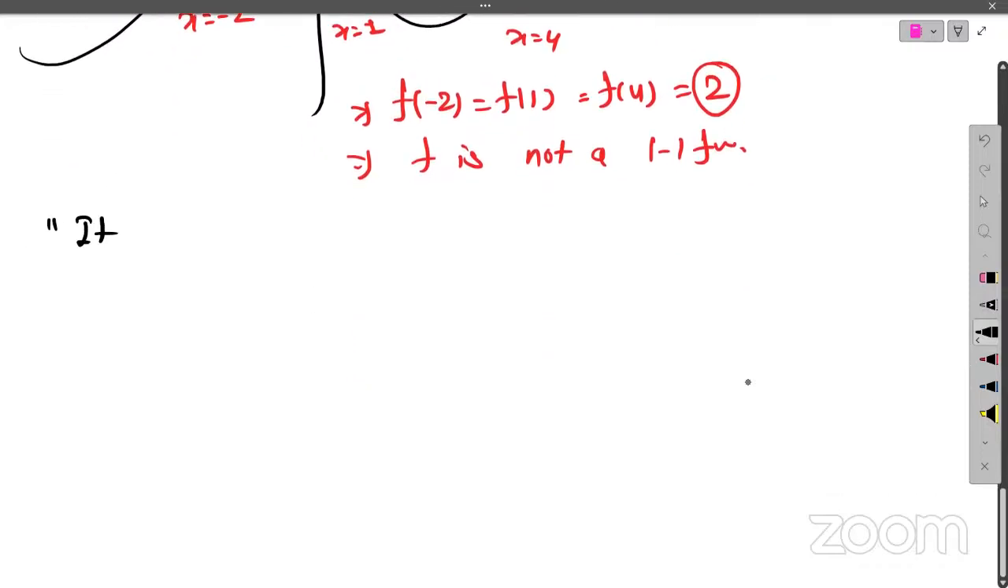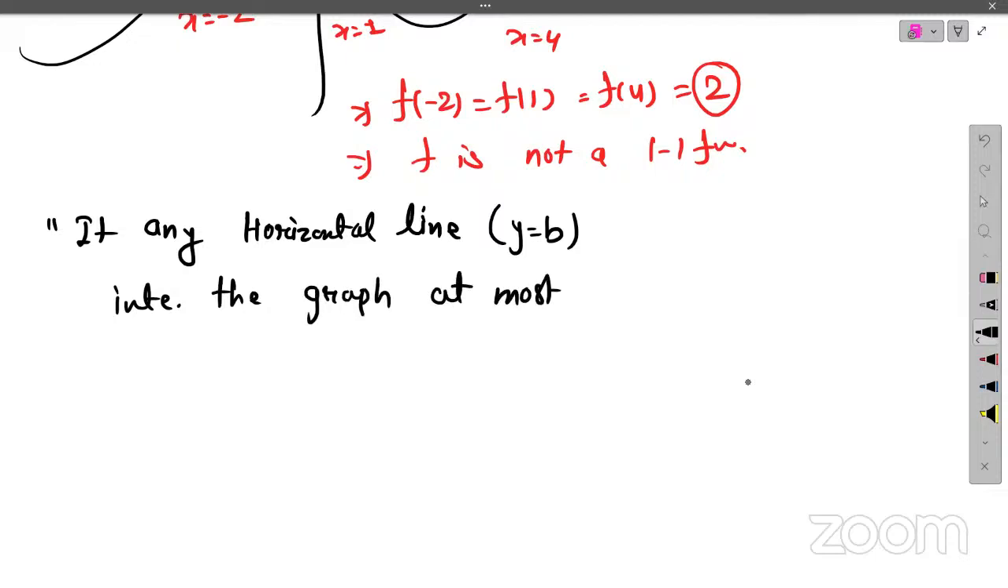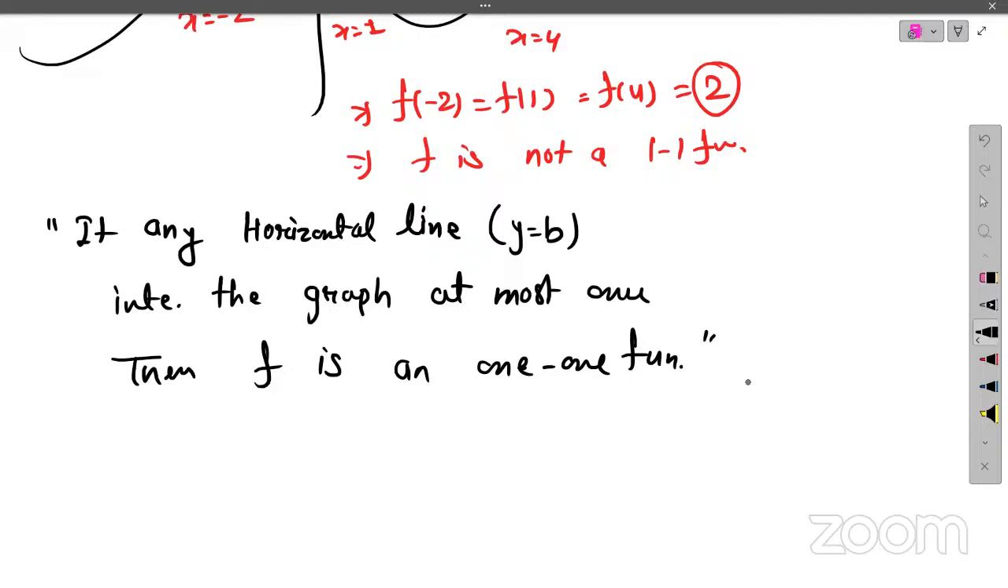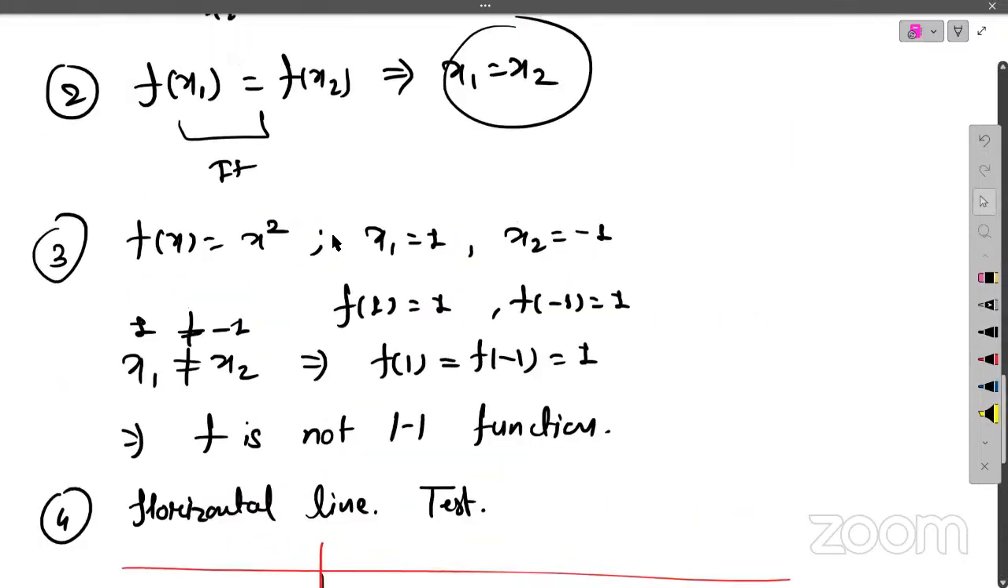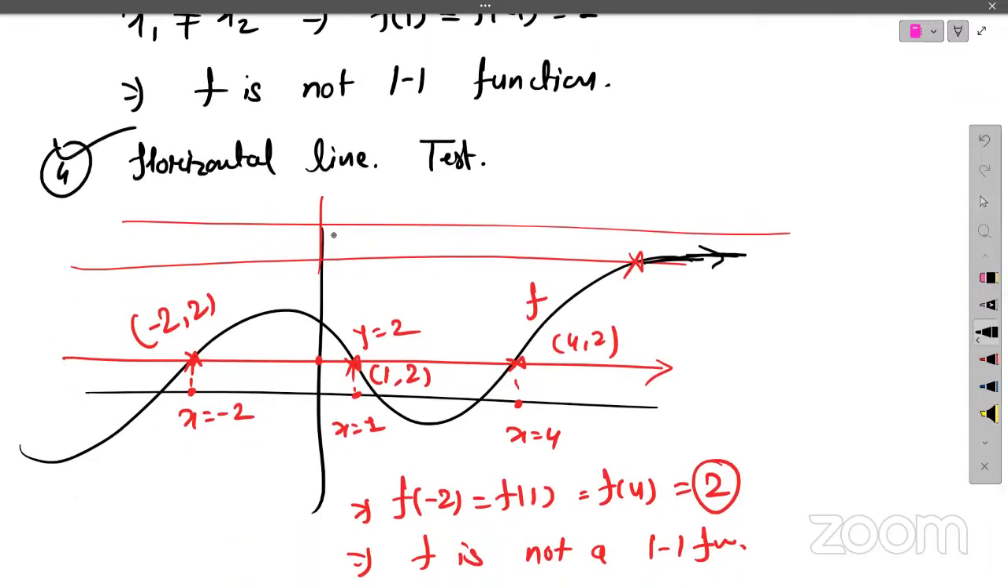So the equation of any horizontal line will be y equals b for some b. If any horizontal line intersects the graph at most once, then f is a one-one function. Okay, so this is known as the horizontal line test. These are the ways of judging whether a function is one-one or not, and the easiest one is just the horizontal line test.